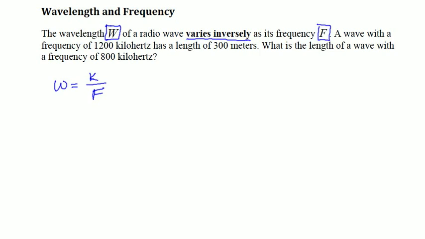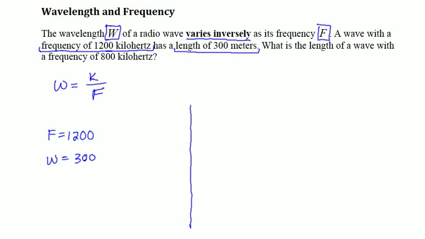Then what we're given is essentially two separate ordered pairs. We're given a frequency of 1200 kilohertz that goes with a wavelength of 300 meters. So this is one ordered pair: F equals 1200 when W equals 300. Then we're given another ordered pair. What is the length of a wave? That tells us that we don't know W in this case, with a frequency of 800 kilohertz, so that frequency F is 800.